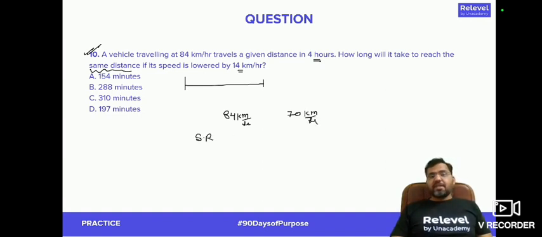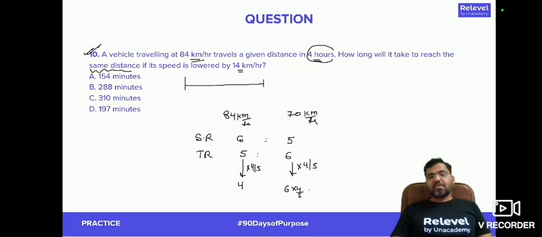So you can see that the speed ratio is 14 into 6, 14 into 5. Speed ratio is 6 ratio 5, so time ratio would be 5 ratio 6. Now when the vehicle travels at a speed of 84 km per hour, it travels the distance in 4 hours. So in this case, time is given to me as 4 hours. Multiplying factor is 4 by 5. So at a speed of 70 km per hour, time would be 6 into 4 by 5. Right? So time taken would be 6 into 4 by 5. That means 24 by 5 hours, which can be converted into minutes by multiplying it by 60. 12 into 4, 48. So this would be 288 minutes. That is option number B is the correct answer to the question.